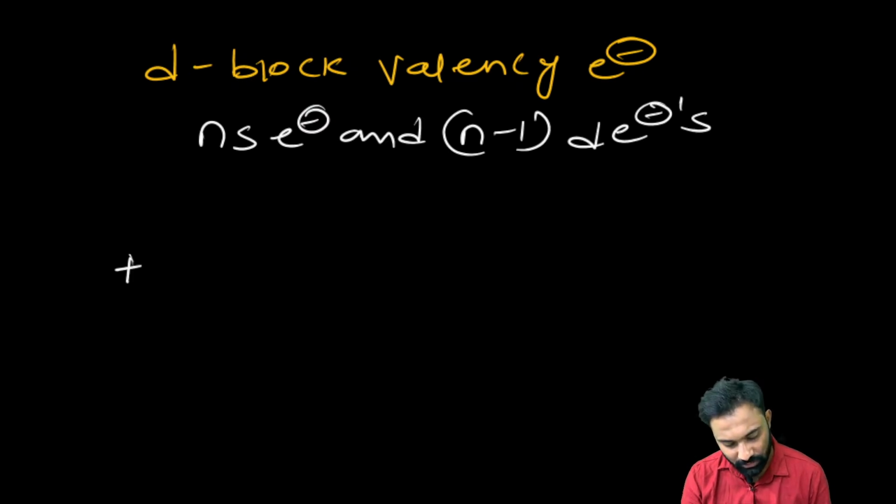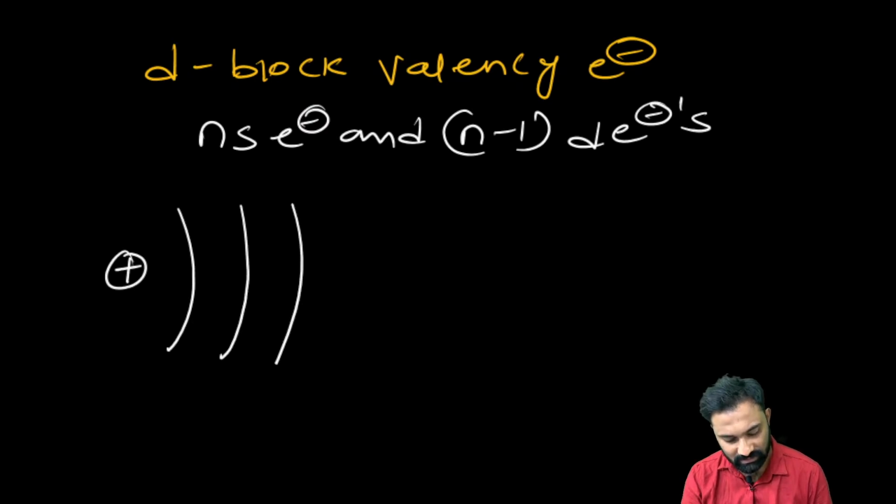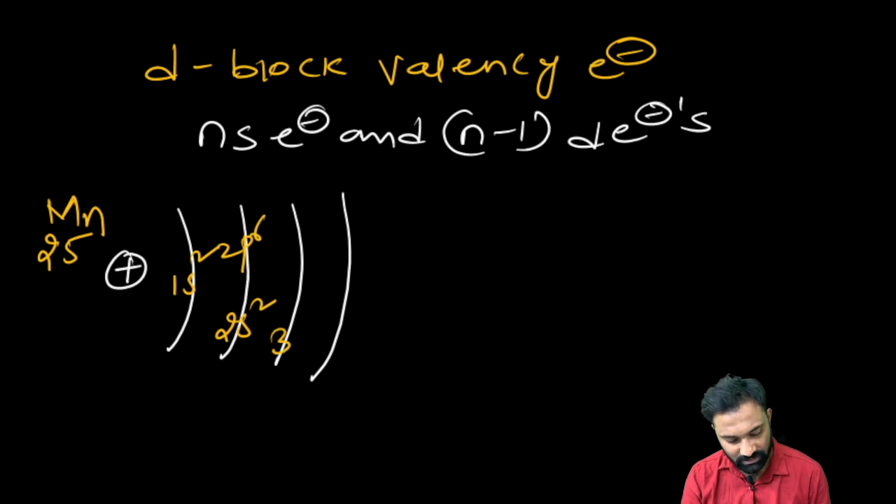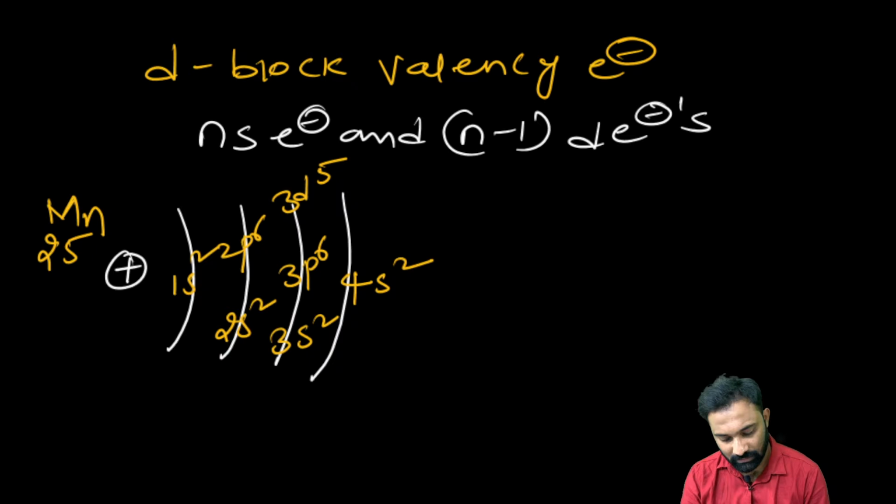Now this is a nucleus. This is the first shell, this is the second shell, this is the third shell and this is the fourth shell. The best example I will take is Mn. Mn atomic number is 25, then its electronic configuration is 1s2, 2s2, 2p6, 3s2, 3p6, 4s2, and after that we have 3d5.